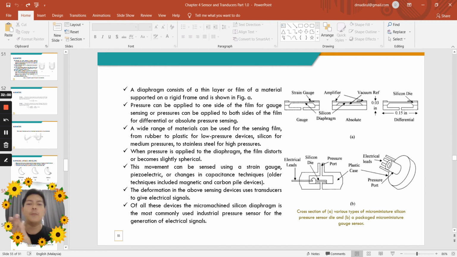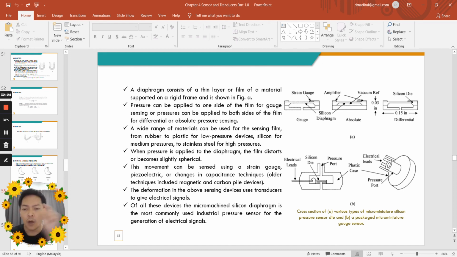When pressure is applied to the diaphragm, the film is distorted or becomes slightly spherical. This movement can be sensed using a strain gauge, piezoelectric, or change in capacitance technique, or other techniques including magnetic and carbon piezo devices. The deformation in the sensing device uses a transducer to give an electrical signal.